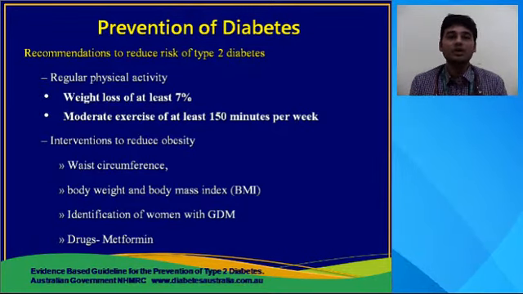So how are you going to prevent diabetes mellitus? What are the recommendations? Regular physical activity. By that I mean we achieve a weight loss of at least 7%, with moderate exercise of 150 minutes per week. What are the interventions to reduce obesity? We have to reduce waist circumference, and by taking proper measures we reduce waist circumference, body weight and body mass index. And we have to identify women with gestational diabetes mellitus. Of course, finally, drugs like metformin can be advised to the individuals.